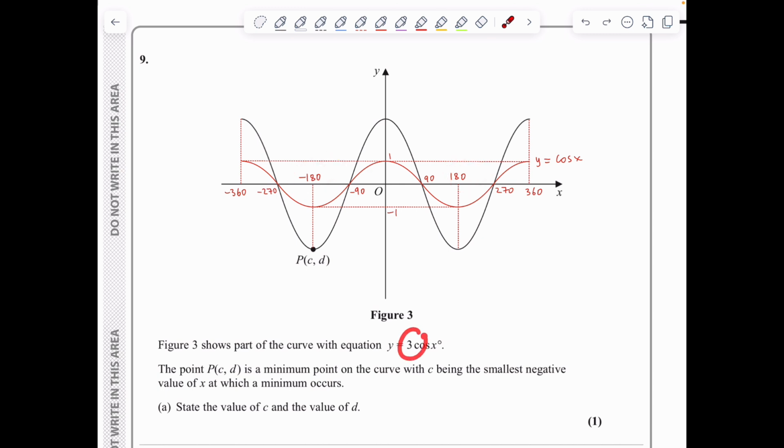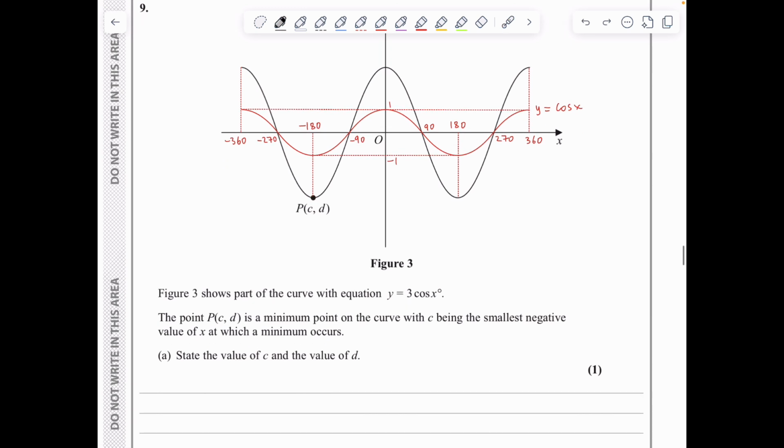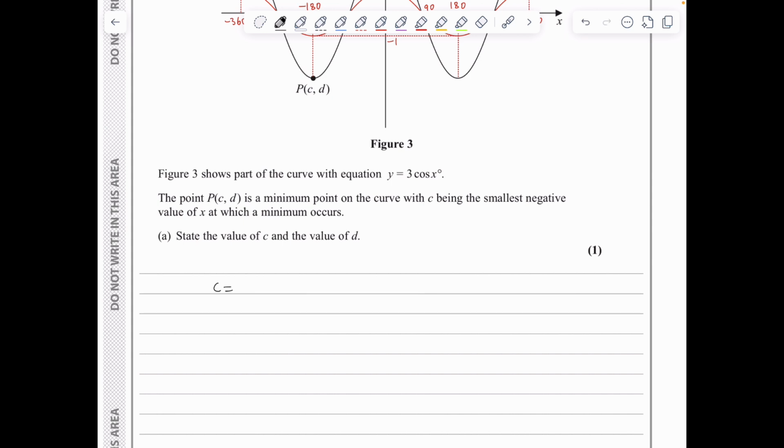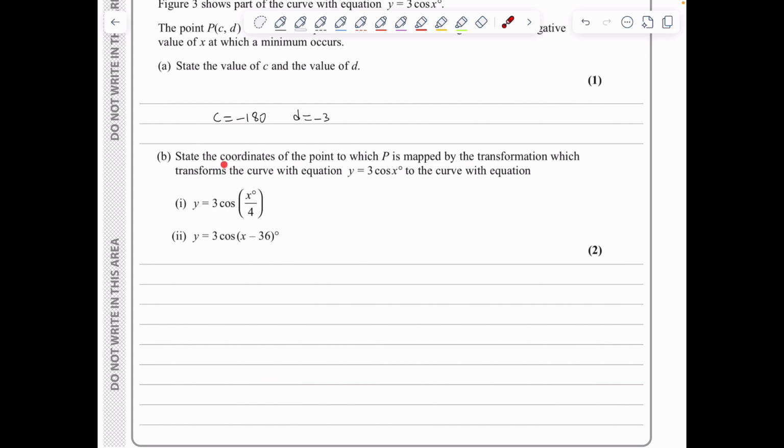Now the 3 here means that we are stretching along the vertical with a scale factor of 3, so we are multiplying the y values by 3, and therefore the point minus 180, negative 1 will see its y coordinate multiplied by 3, taking us to minus 180, negative 3, and therefore we conclude that C is negative 180 and D is minus 3.